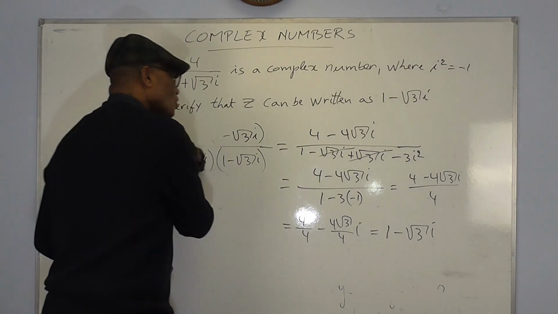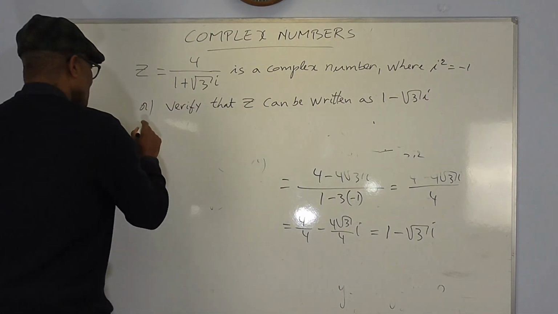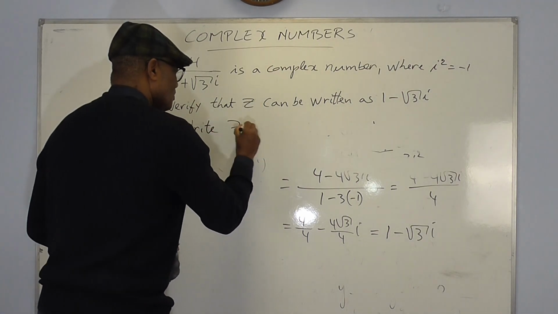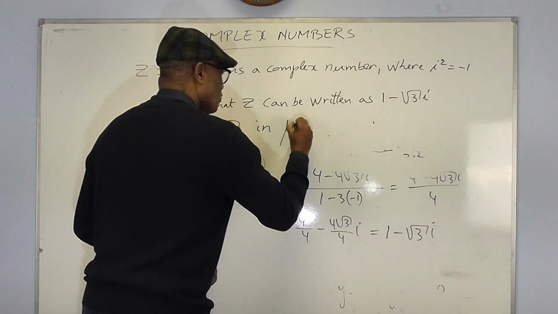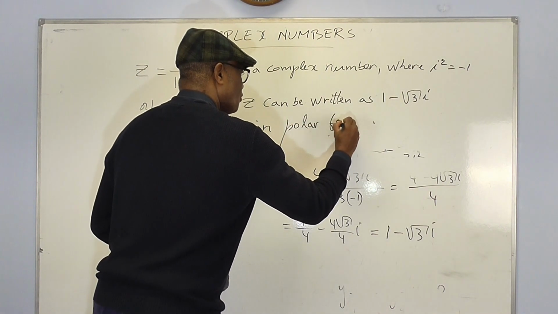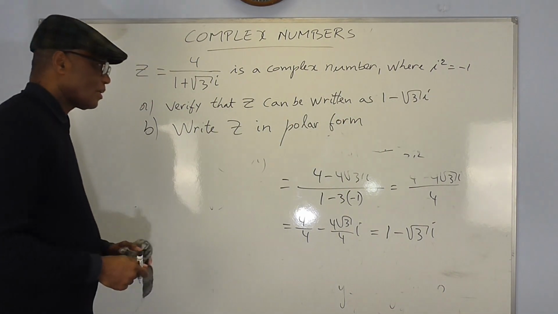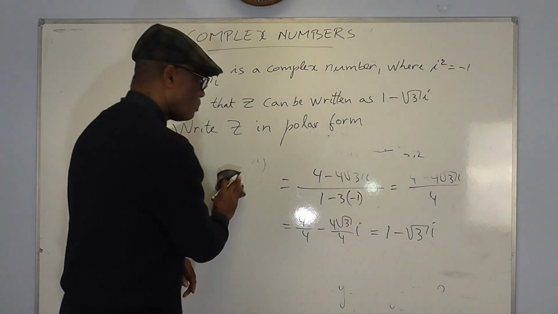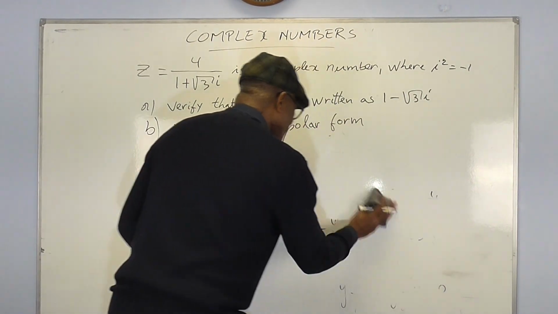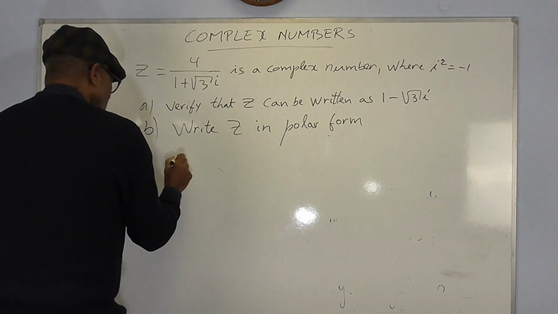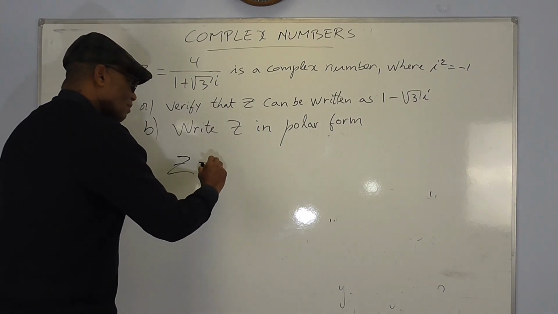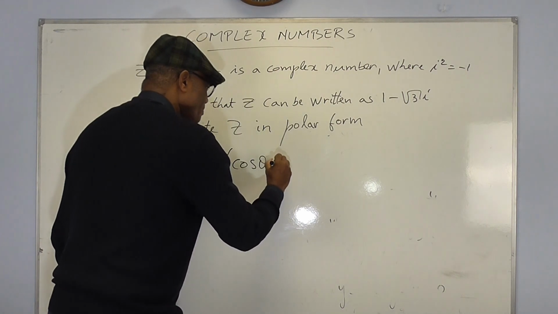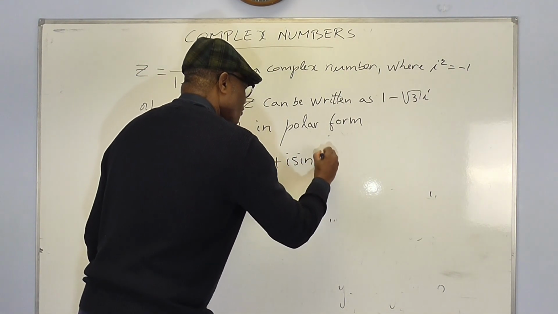So this question was to write z in polar form. So we are going to write this in polar form. In polar form, z can be written like that: r cos of theta plus i sine of theta.